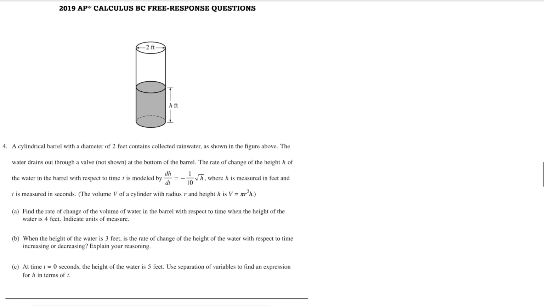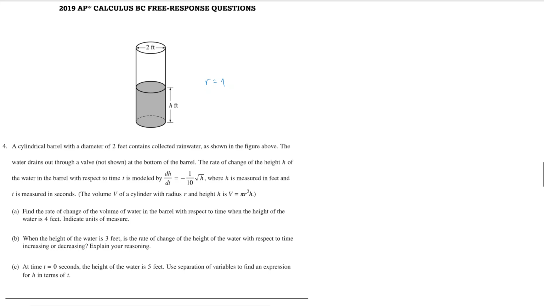This is 2019 AP Calculus BC free response question number 4. We are given a barrel containing water with a constant radius of 1, and the only thing that's changing is the height that we know, and it's modeled by dh/dt. So change in height with respect to time.